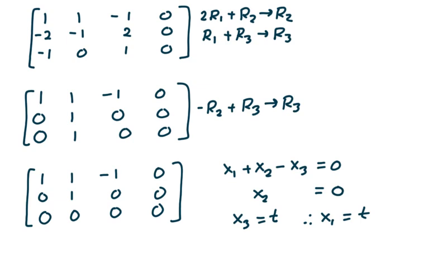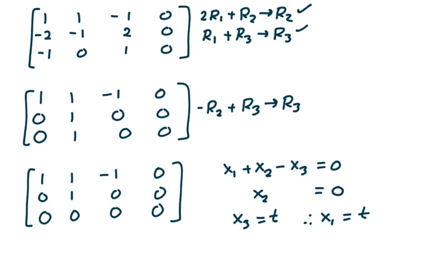And so we're going to perform a series of elementary row operations to get this in row echelon form. So I'm going to take 2 row 1, add it to row 2, put the result back into row 2. Take row 1 plus row 3, put the result back into row 3. And so I get the following matrix. In the first row, we get 1, 1, negative 1, 0. In the second row, we get 0, 1, 0, 0. In the third row, interestingly, we get 0, 1, 0, 0.